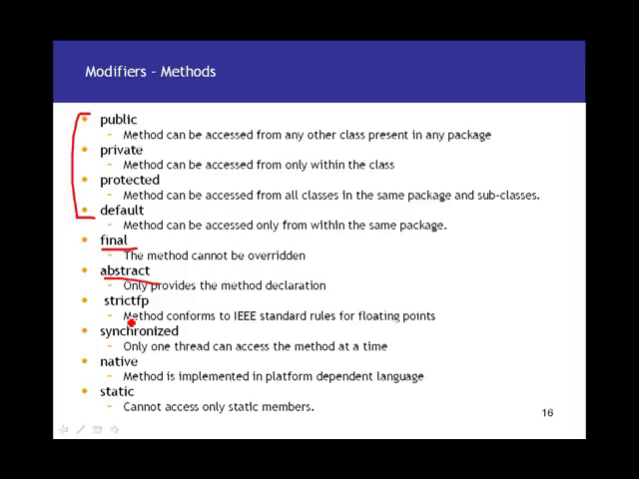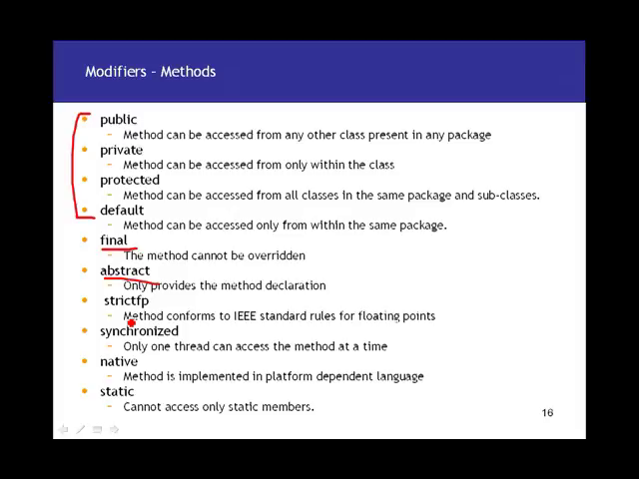So again, if you see here, final and abstract are two opposite things. When you come to final, you cannot override your methods. Similarly, as you saw with the class, strictfp on a method means the method conforms to all IEEE rules for floating points.